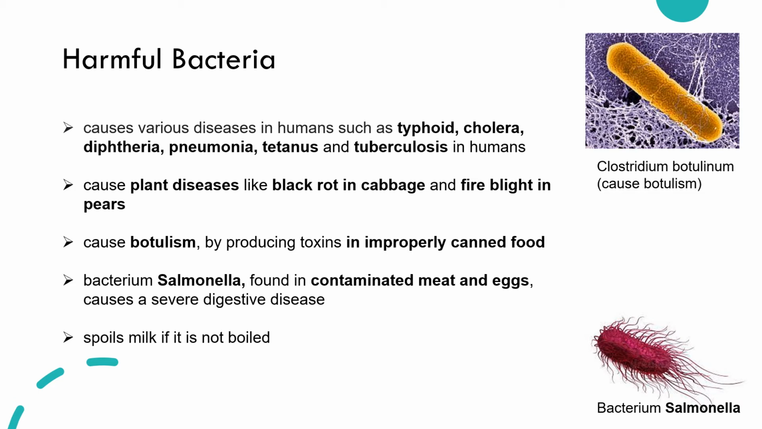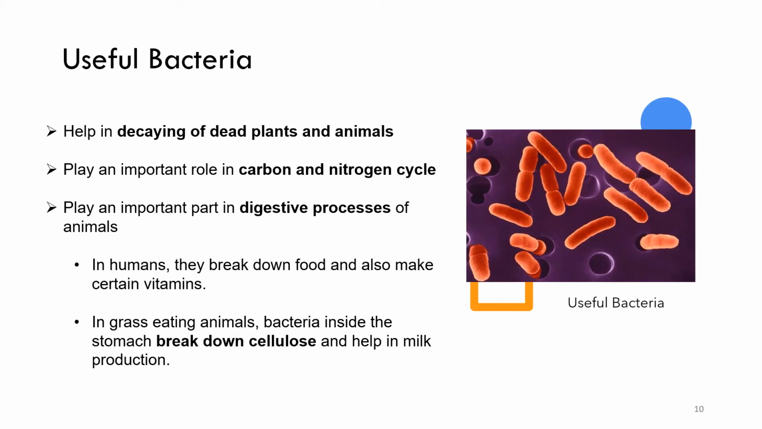Some anaerobic bacteria, that is the bacteria that do not require oxygen for their growth, produce toxin in improperly canned food and cause a rare disease called botulism. Bacterium Salmonella, found in contaminated meat and eggs, causes a severe digestive disease. Bacteria also spoils milk if it is not boiled.